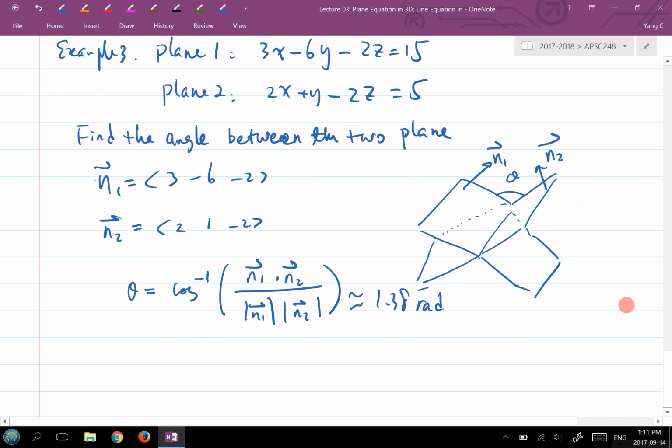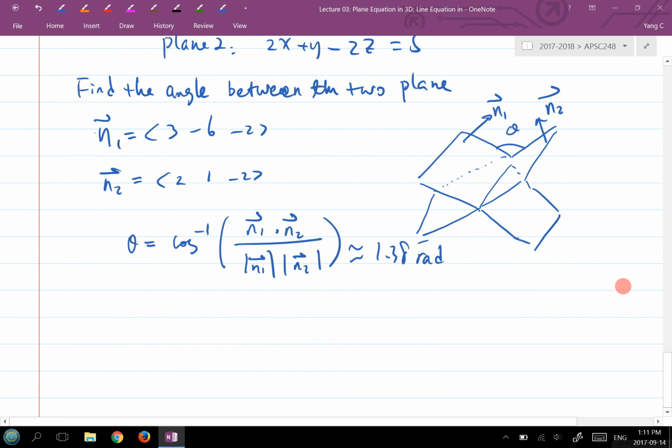In the assignments, which we'll give out tomorrow, you have some other exercises for plane equations. Make sure you do that. Let me provide you a little bit of summary here, before we move on to the line equation.